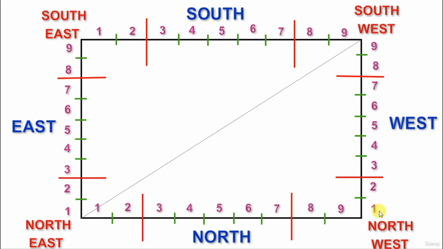You can divide the four corners like this, 1 to 9. From this end to this end you can divide into 9 parts. Similarly, here from this end to this end you can divide into 9. All the four directions you can divide into 9 parts.